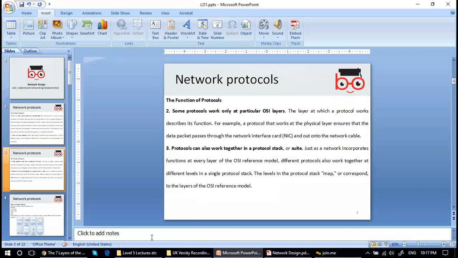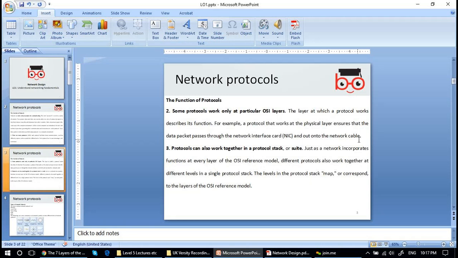So we come here to the point that some protocols work only at a particular OSI layer. The layer at which a protocol works describes its function. So their functions are described at a particular layer. For example, a protocol that works at the physical layer ensures that the data packet passes through the network interface card and out onto the network cable.